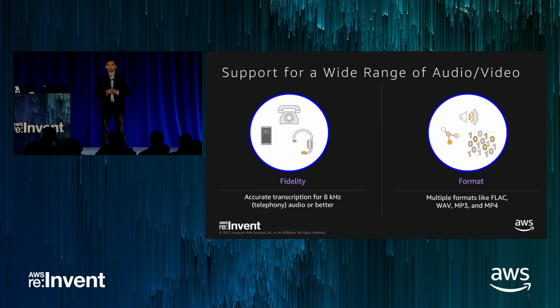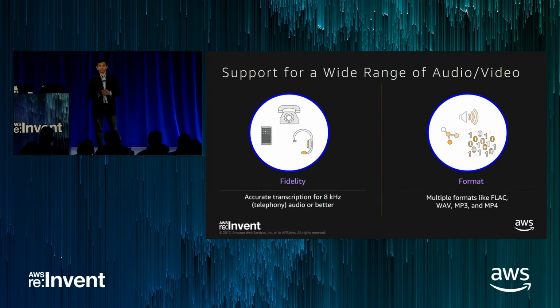The quality of audio varies a lot based on where the audio is produced. So when you're talking over the phone with a call center, the sampling rate of that audio is very low. It's 8 kilohertz sampling rate. And with a lower sampling rate, it's not high fidelity, so it's harder to transcribe.